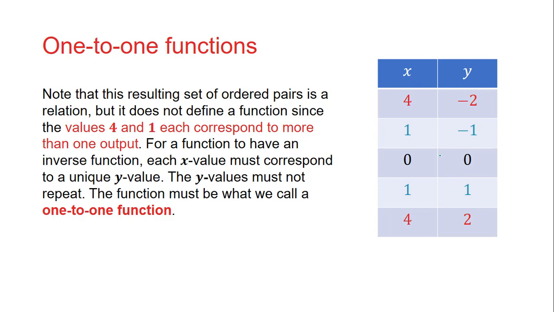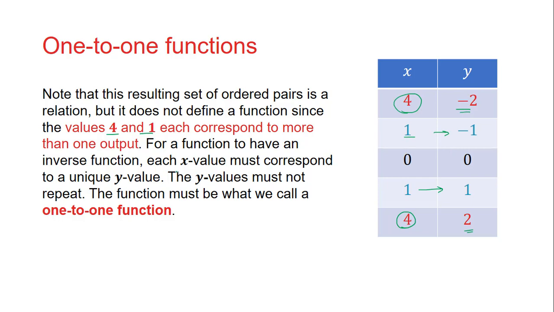But this is where I have a problem, because this resulting set of ordered pairs is a relation, right? That's just a set of ordered pairs, but it does not define a function, since the values of 4 and 1 each correspond to more than one output, right? 4 corresponds to -2, but 4 also corresponds to 2. 1 corresponds to -1, but 1 also corresponds to 1. So there is an input value of x that has more than one output value.